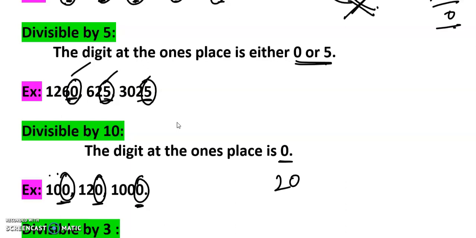Now take 206. What is there in the ones place? 6. So it is not divisible by 10 because in the ones place 6 is there.